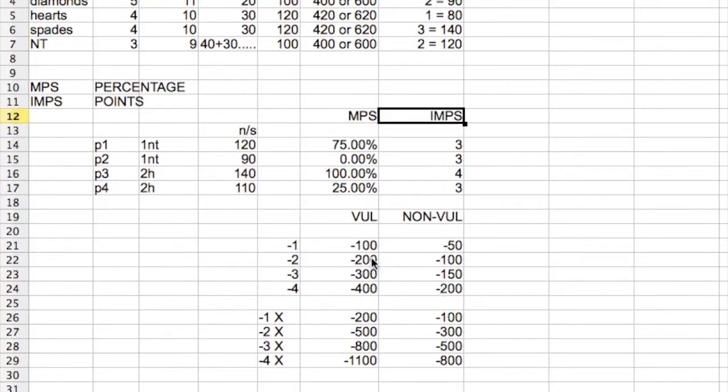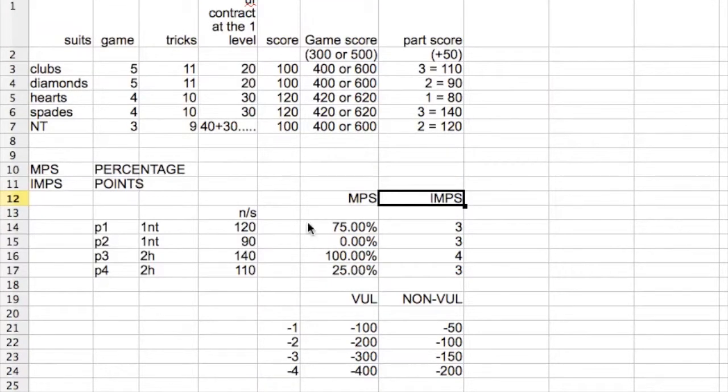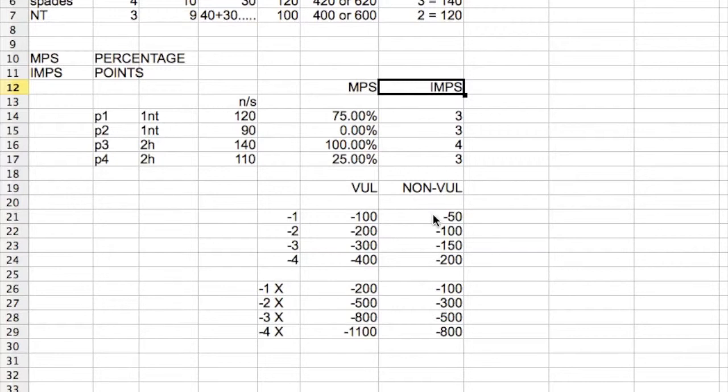Okay, those are the vulnerable and non-vulnerable scores when you go down in any particular contract. That's got nothing to do with these scores over here, the 20s, 30s, and so on. When you go down, you have to remember whether you are vulnerable or not. Being vulnerable, especially in IMPs, it's bad, because those big scores can add up a lot.